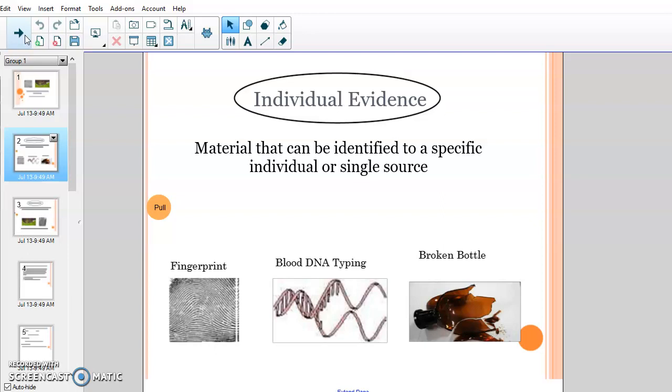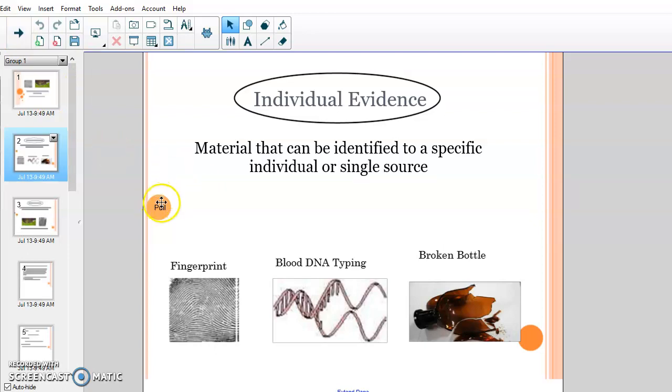The broken bottle is an example of matching something back to a single source. So for instance, say that you have a tiny piece of glass and then you have a broken bottle at your crime scene. If you can put the bottle back together and you can show where that broken piece fits into the bottle, you individualize that piece back to the bottle. That's also an individual piece of evidence, okay?